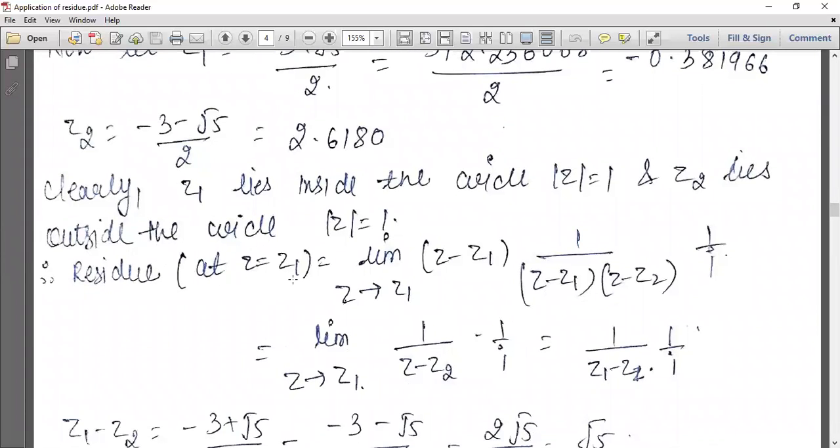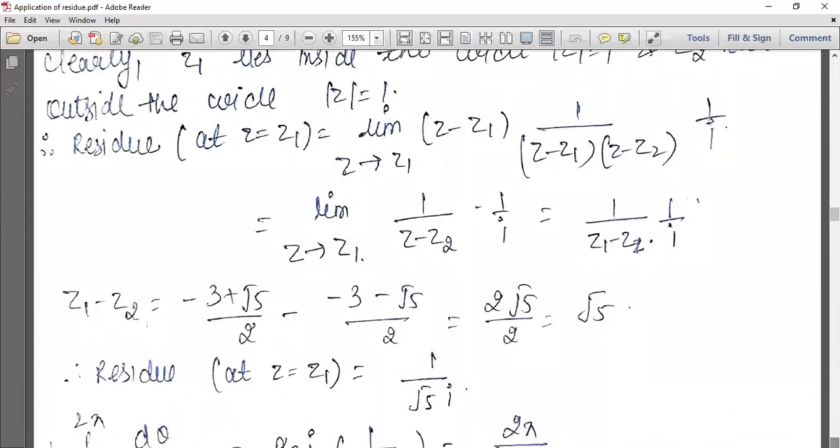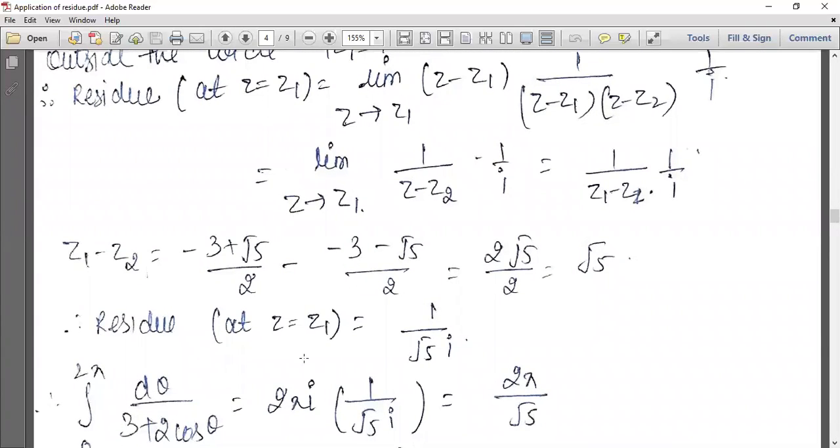So the residue at z equal to z1 is the limit as z approaches z1 of (z - z1) divided by (z - z1)(z - z2) into 1 upon iota. So this term will get cancelled. I will be left with z minus z2, and the limit is z approaching z1. So this will be 1 upon (z1 - z2) into 1 upon iota. Now I will calculate z1 minus z2, which is root 5. So the residue will become 1 upon root 5 iota. Residue is 1 upon z1 minus z2. That's why it's 1 upon root 5.